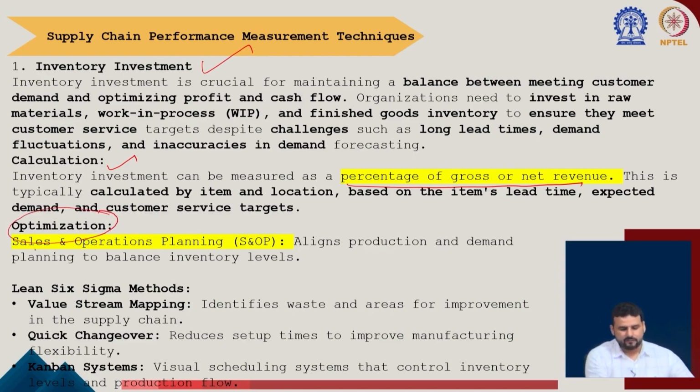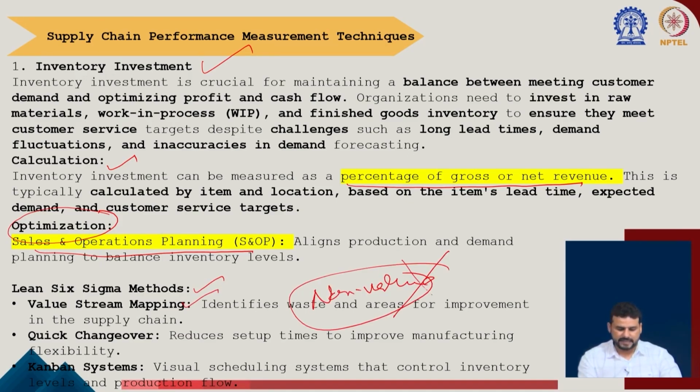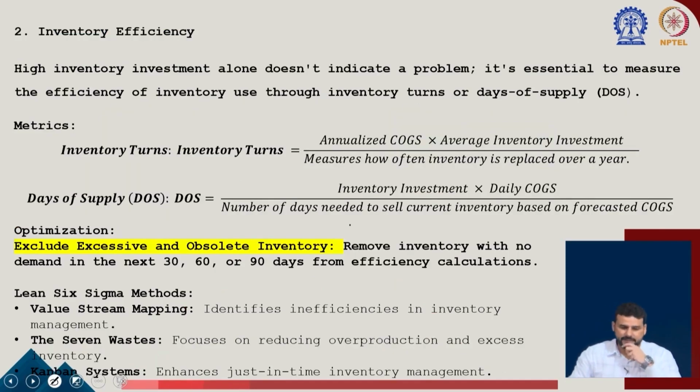How can we optimize it? By aligning our operations planning with the sales department, that is, sales and operations planning. Then we have some methods. Value stream mapping, where we can delete all the non-value-adding activities. Quick changeover, single minute exchange of die, right? How quickly we can change over from one model to another. Kanban system, where we use red, green, yellow Kanban production system with bins: as we are depleting the inventory, how quickly we are replenishing the inventory in the bins. That visual representation can be done.